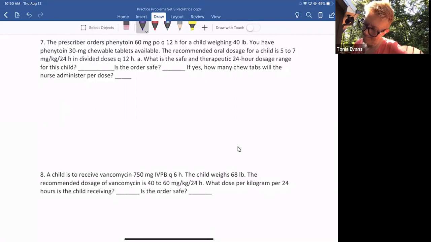So I want to figure out our minimum milligrams per day. Because our order is Q12, I actually want to figure out per dose and per day, just like we did a couple questions ago. Okay, 5 milligrams per kilogram per day.